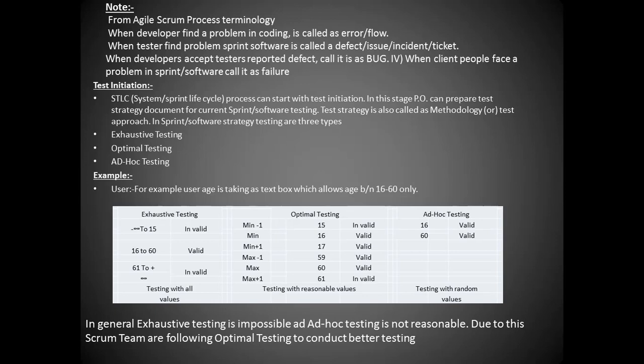Optimal testing means minimum minus 1, minimum value, minimum plus 1, max minus 1, max value, max plus 1. Like this, with reasonable values, we do optimal testing. Ad hoc means we simply validate only the main scenario. If the age is 16, we simply pass 16. Next, the cutoff age is 60. Both values we simply check, not more than that.